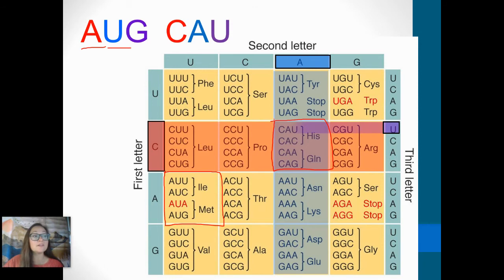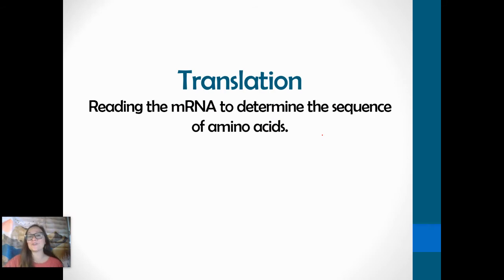So then I have here, CAU is my codon. Histidine is my amino acid. Okay, so that's how you use the genetic code. All right. So let's go ahead and see translation.